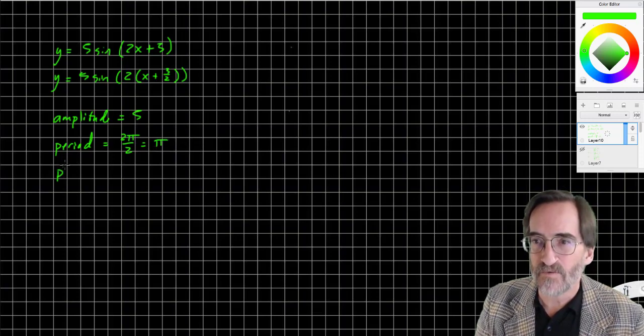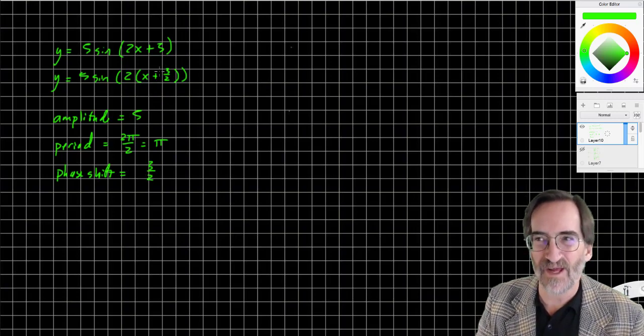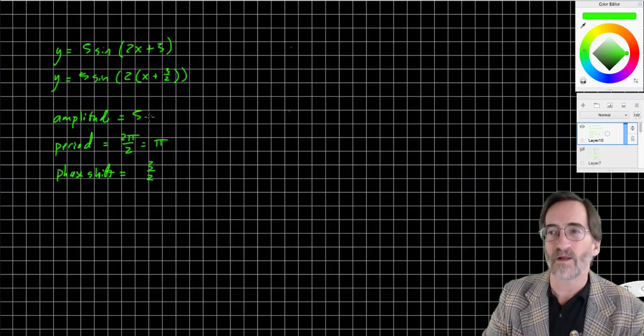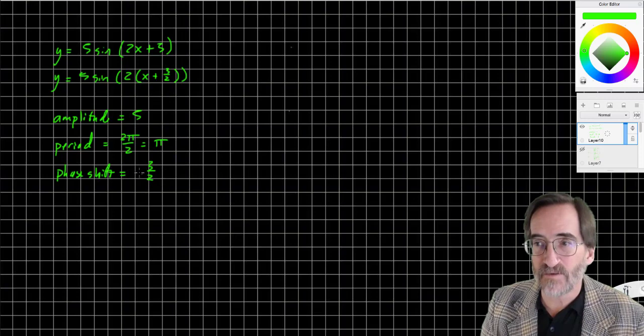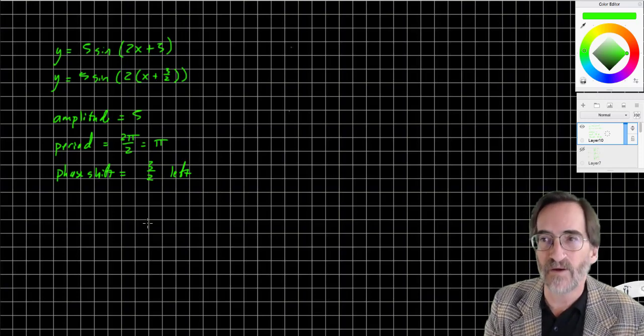And the phase shift is 3/2. So I read it directly from that. They did b over a or c over a or something like that, and that's fine. But if you think of it as factoring out the a and leaving it in this form, you can read it straight from there. Now it's 3/2, it's oppositesville in xville, so it's 3/2 left. It's been shifted left by 3/2.